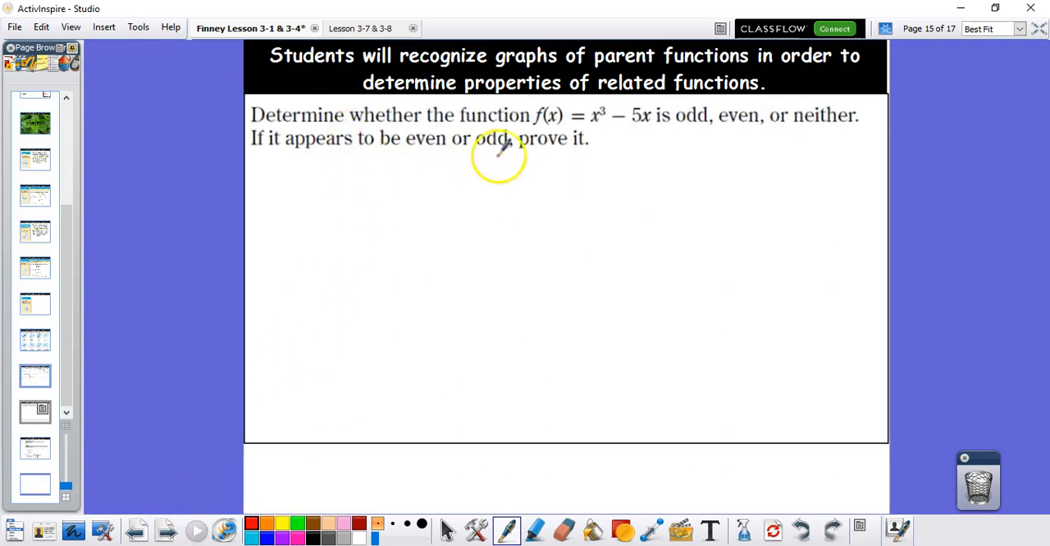Then it says, determine whether this function is even, odd, or neither. If it appears to be odd, prove it. One of the things that you could be doing in this case is it could actually be asking you to graph it and see which one it is. But since I have to prove it anyway, anytime I have to prove something, I always start by doing f of negative x. So I'm going to do f of negative x just to see if it works out to be even. It's highly doubtful, but I'm going to check it out anyway.